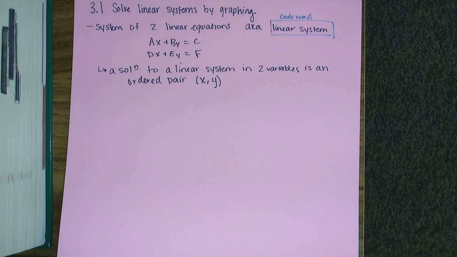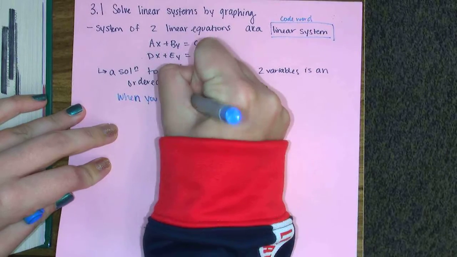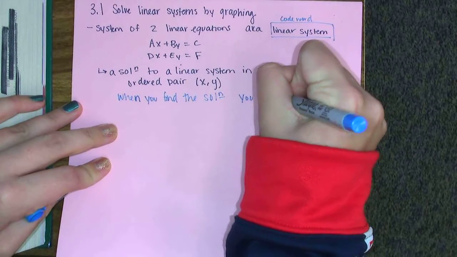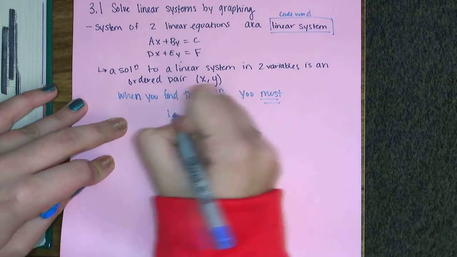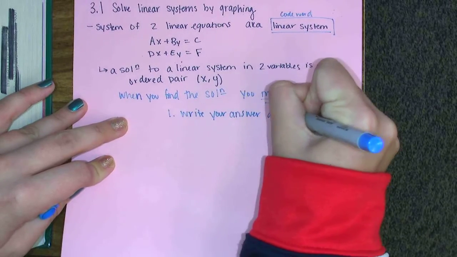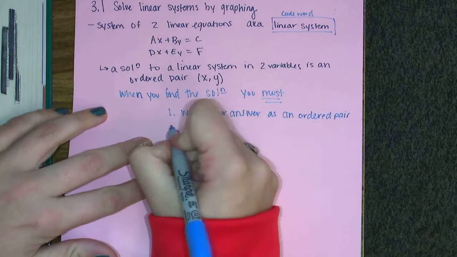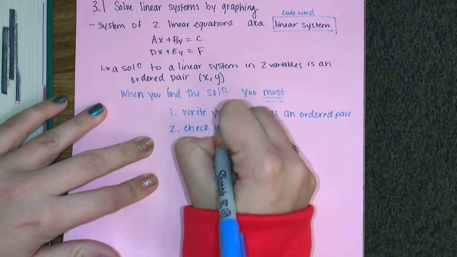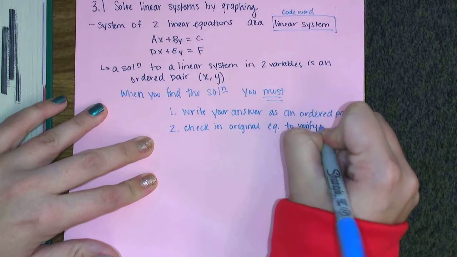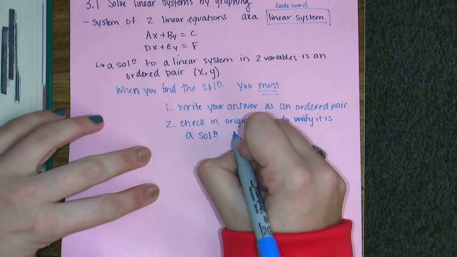Basically, when you find the solution, because we're going to be doing this by graphing, a couple things that I'm going to be looking for. You must write your answer as an ordered pair. Not doing that can get you points off. And also, you must check in the original equation, it doesn't matter which one you pick, to verify it is a solution. This is unless otherwise stated.